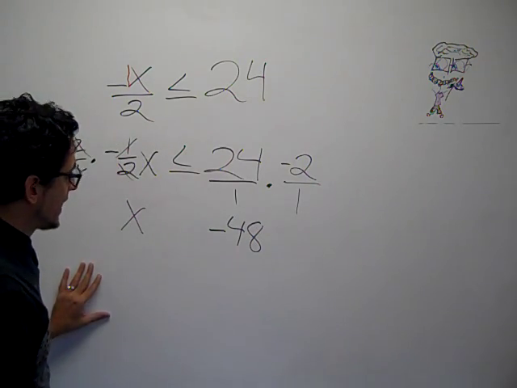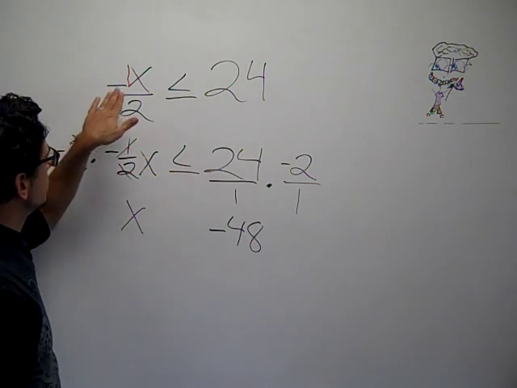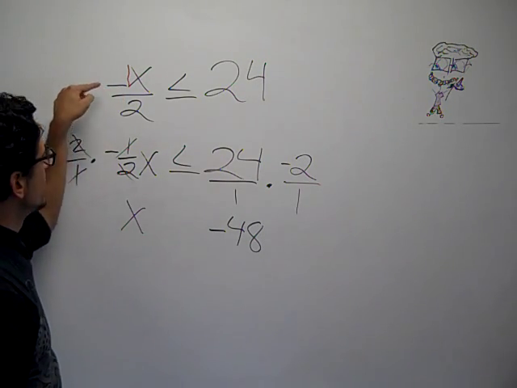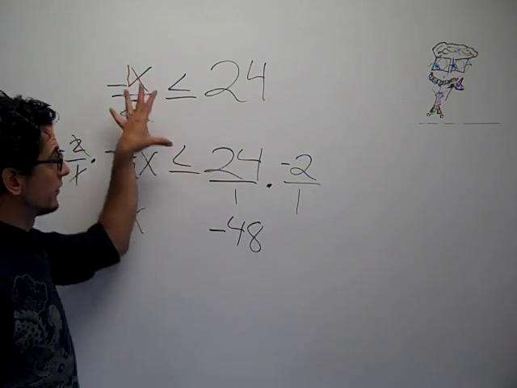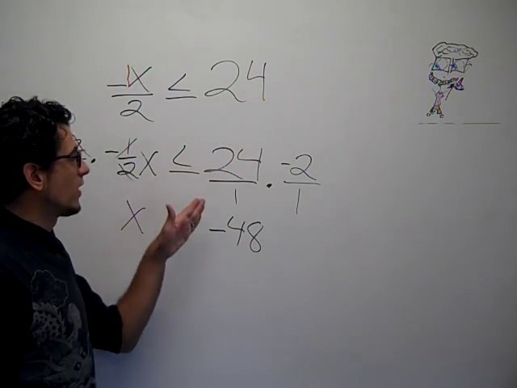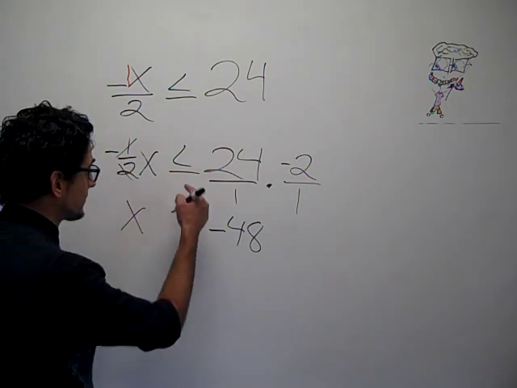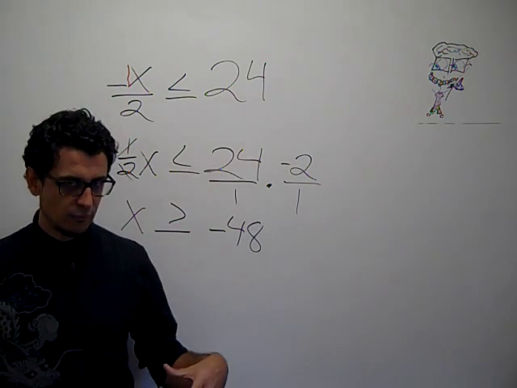With my negative 48, I have to ask myself this question. Did my sign flip on my x? Did I go from a negative to a positive? In other words, did I multiply or divide by a negative on my coefficient? Yes, I did. So that means I have to flip my sign as well. So now x is greater than or equal to negative 48.